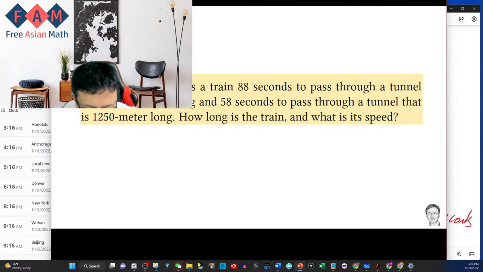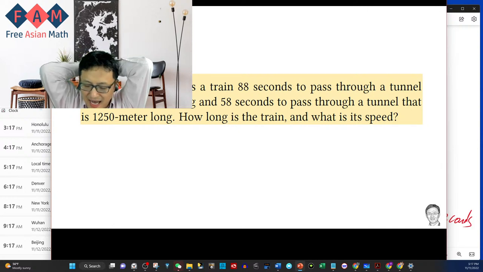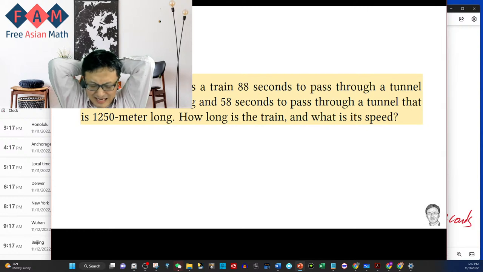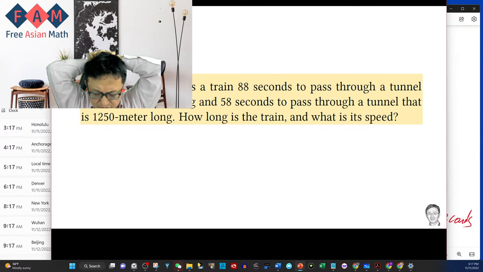Okay, it takes a train 88 seconds to pass through a tunnel that is 2,000 meters long, a long tunnel, and 58 seconds to pass another tunnel that is a shorter one, 1,250 meters long. How long is the train and what is its speed? This sounds a little bit more difficult because we do not seem to have a lot of information.